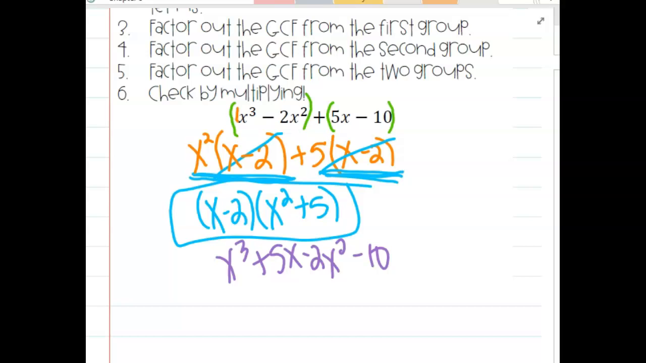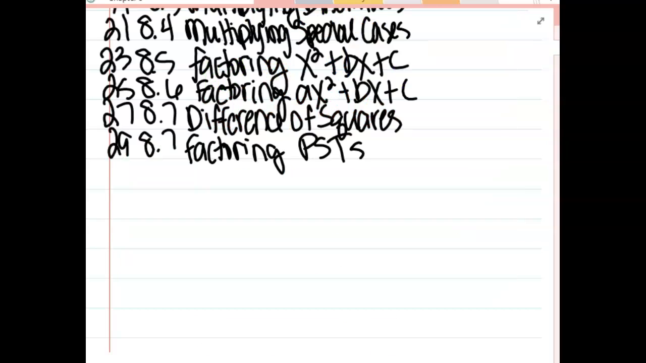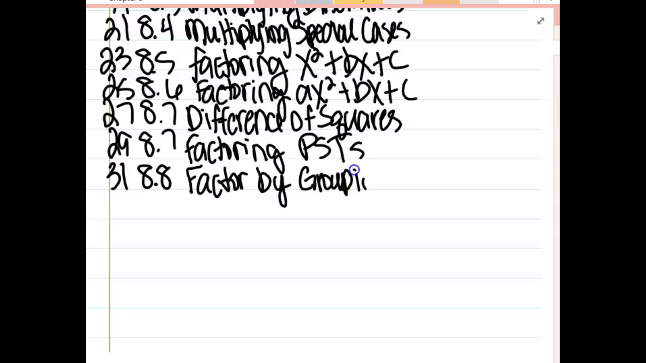Okay? It seems like a lot. Once you get the hang of this, this is definitely one of the easier methods of factoring, I think so. Alright, so let's get this glued into page 31. This should be section 8.8, and it is factor by grouping.